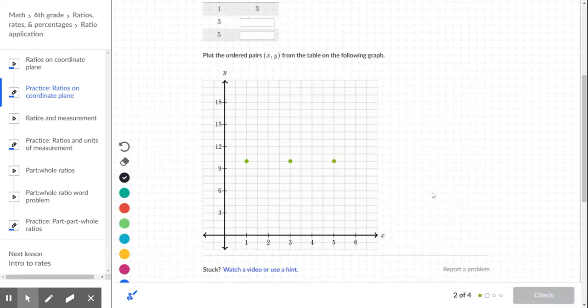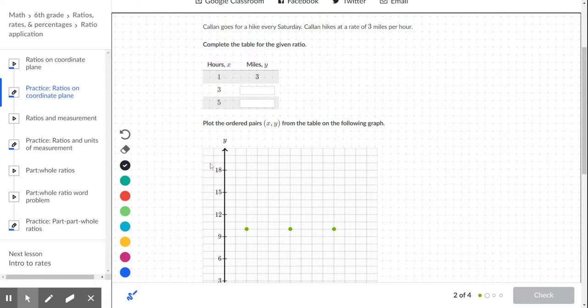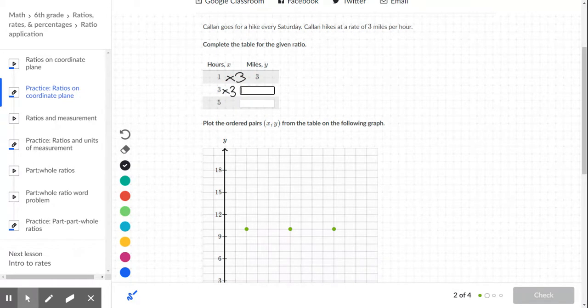I will try to not get confused on the other one because it was getting you guys confused when I was rambling on and on. But let's try this out just to see. Callan goes for a hike every Saturday and he hikes at a rate of 3 miles per hour. So that means I take my hours and I multiply them times 3, and that gets me the number of miles. So 3 times 3 would get me a 9, and 5 times 3 would get me a 15.